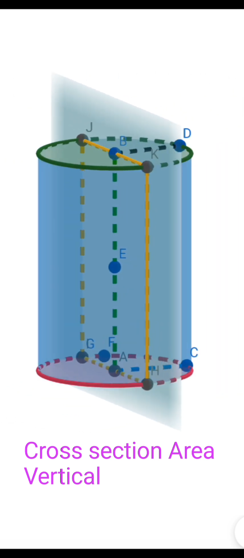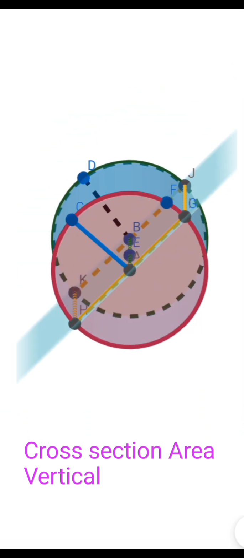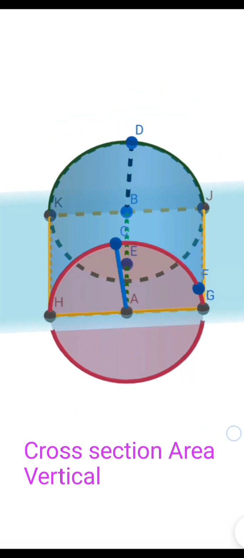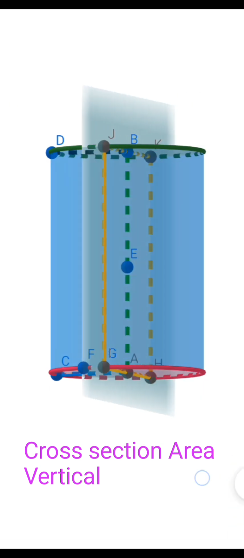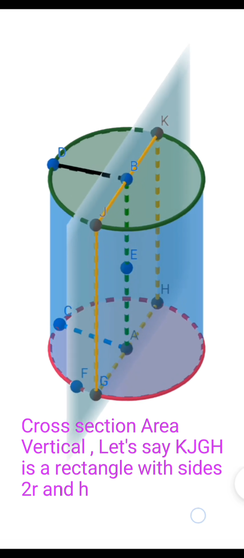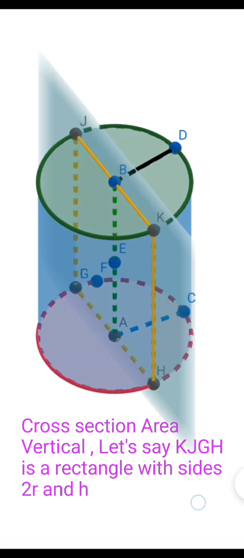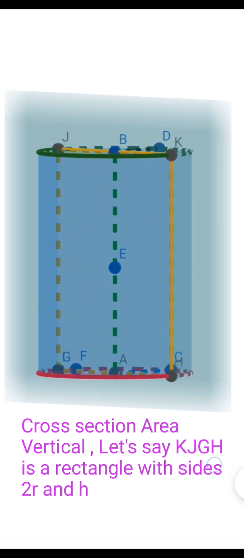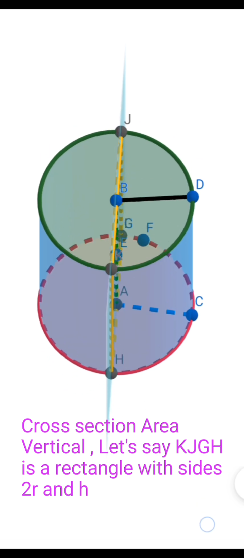For horizontal cross section area, we have no need to worry about, because every time we will get the same area, which is pi r square. So here the case what we have taken, in which the cross section is through the center, the area of the cross section would be the area of a rectangle with the sides 2r and h.